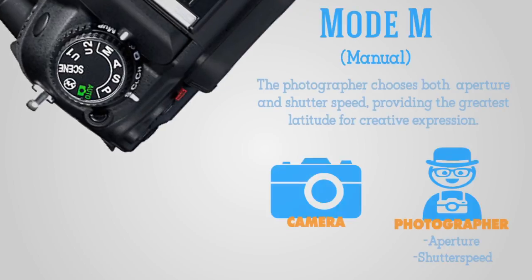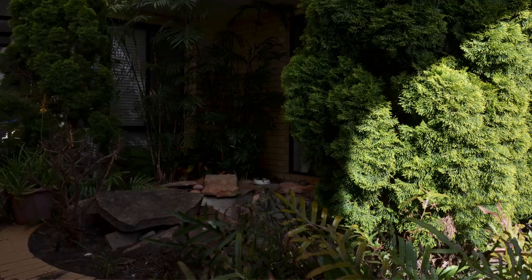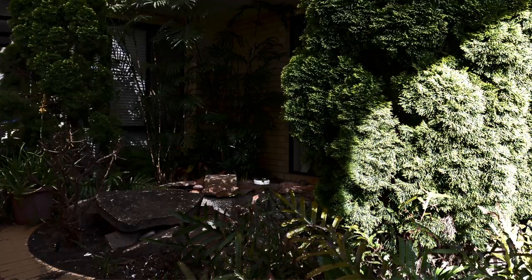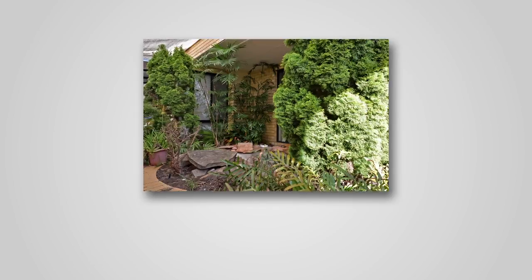Last is mode M, or manual mode. In this mode, the photographer chooses both aperture and shutter speed, providing the greatest latitude for creative expression. However, choosing the wrong combination could result in photographs that are too bright, overexposed, or too dark, underexposed. Therefore, I recommend using the camera exposure indicator as a guide when choosing aperture and shutter speed.